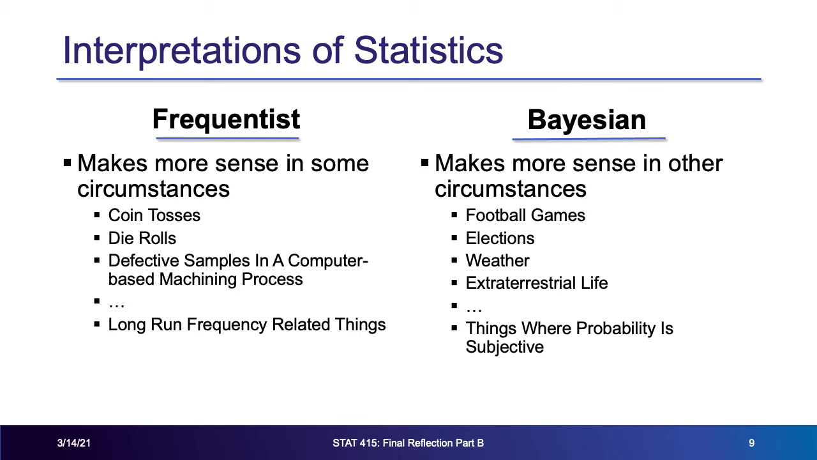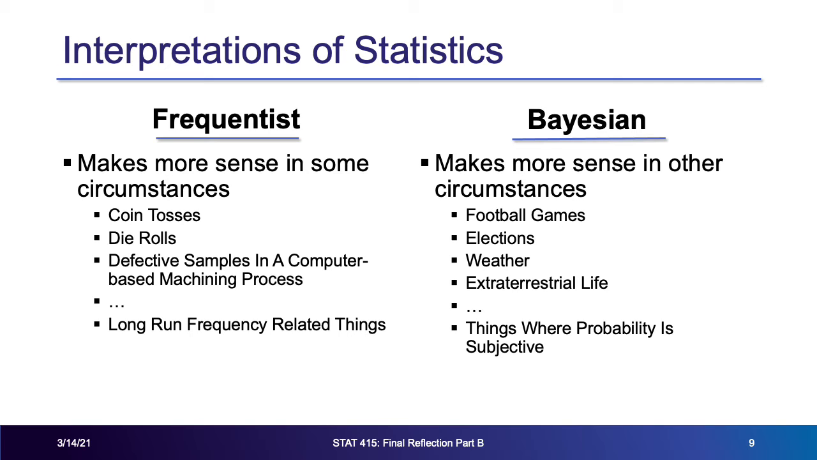So what we've seen is that the frequentist reasoning works much better when things have to do with long run relative frequencies. So coin tosses, rolls of dice, defective samples in a computer-based machine process, or just computer tasks in general. Basically anything having to do with the long run, very automated, very repeatable things. The Bayesian reasoning makes much more sense in things that are not very repeatable, such as games in which Stephen Curry hits at least one deep three. Not very repeatable. Makes much more sense for the Bayesian response.